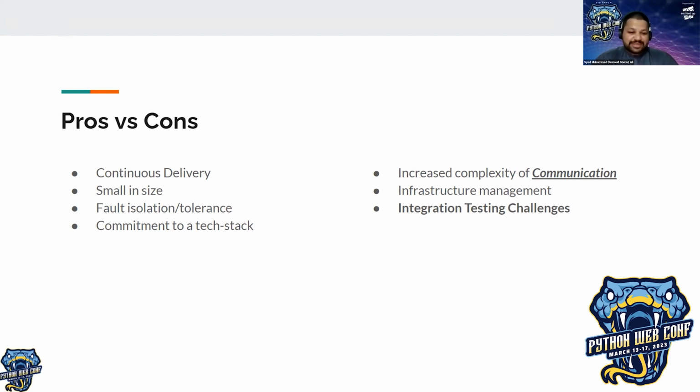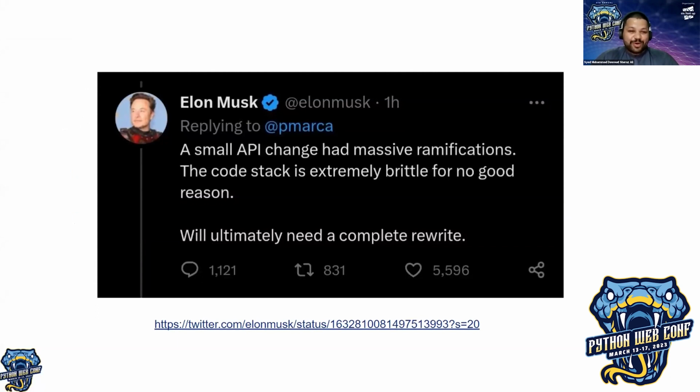What sort of challenges? Here's quite a recent tweet by Elon Musk on March 6th, right before this conference, and I got to use this. "A small API change had massive ramifications. The code stack is extremely brittle for no good reason, would ultimately need a complete rewrite." So what Elon is saying is that in some service, an API was changed, and that API change caused problems with other services. And Twitter is no exception to that.